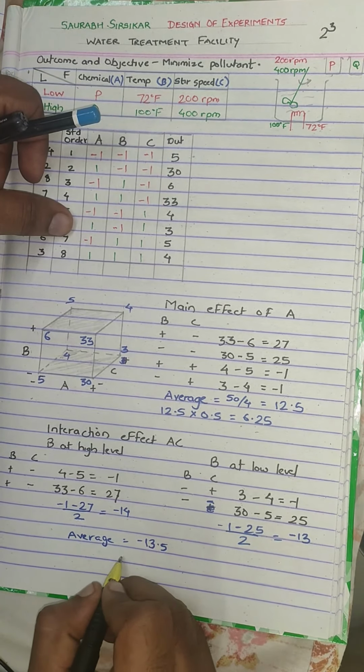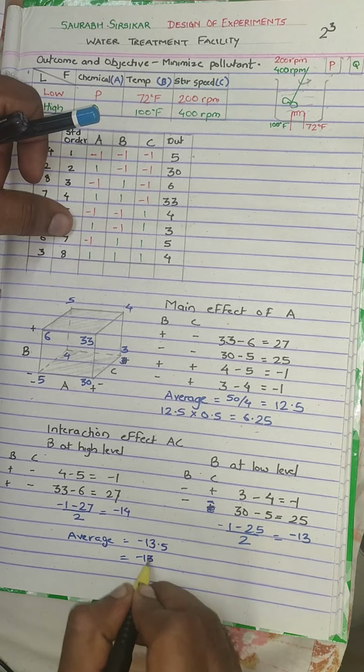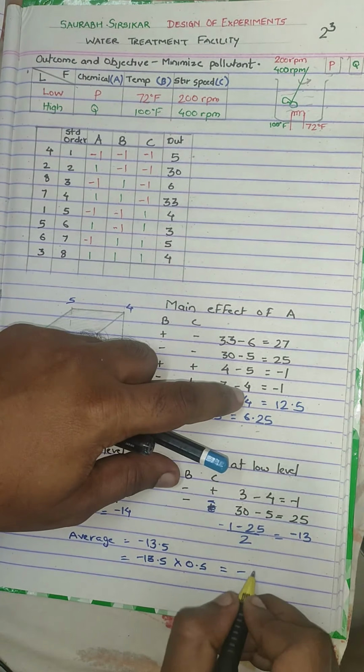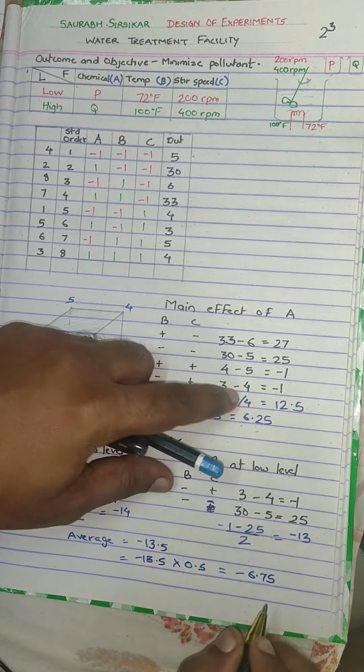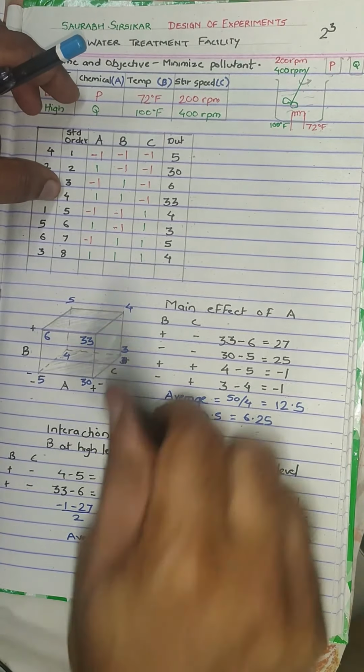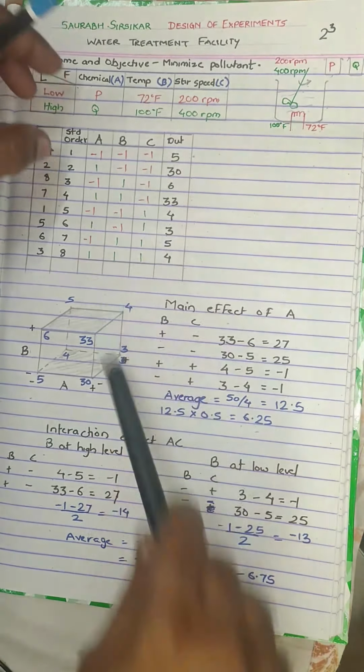So half of the average is minus 13.5 multiplied by 0.5. So it turns out to be minus 6.75. So now you have understood how to calculate the interaction effect in a 2-level 3-factor experiment.